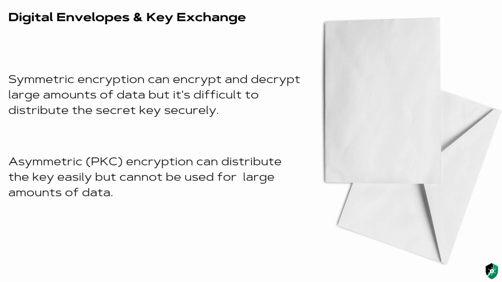We also have digital envelopes and key exchange. Here, symmetric encryption can encrypt and decrypt large amounts of data because it's very fast, but it is difficult to distribute the secret key securely. So we have something known as asymmetric PKC encryption. This can distribute the key easily, but cannot be used for large amounts of data. Remember when we talked about both symmetric and asymmetric? Symmetric is fast, can be used to encrypt large amounts of data, but it's not very secure. Asymmetric is very secure, but cannot be used for encrypting large amounts of data.